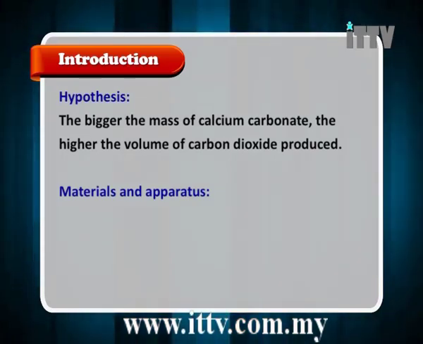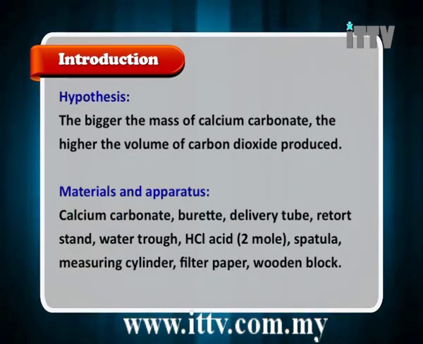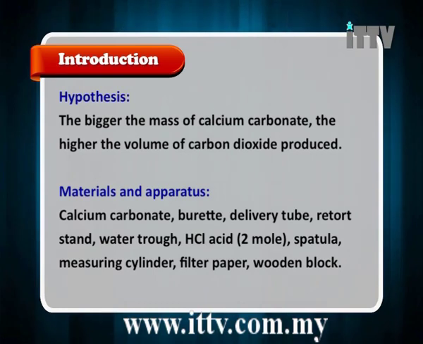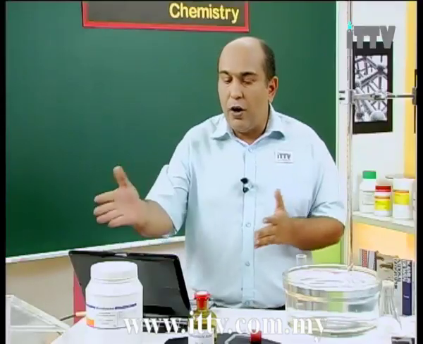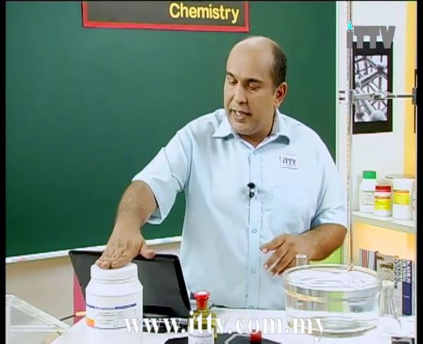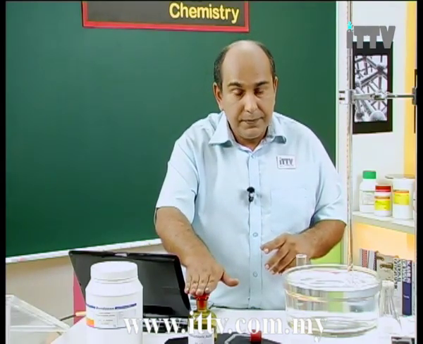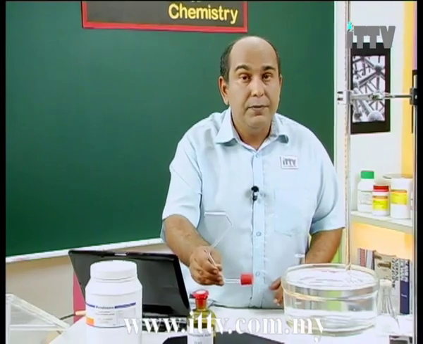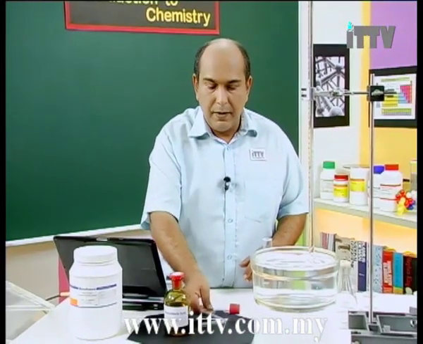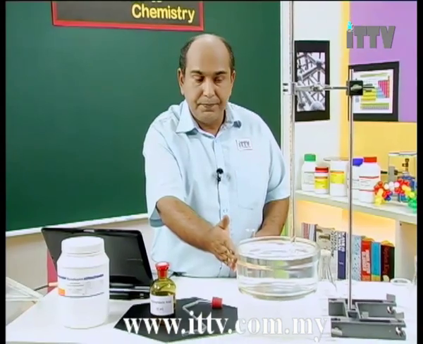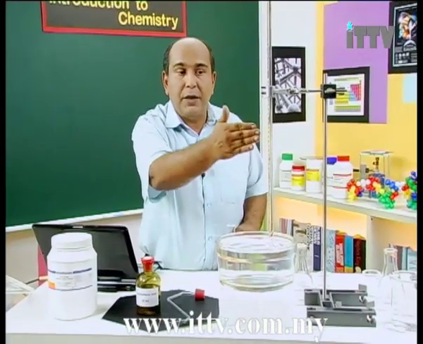Materials and apparatus: calcium carbonate, burette, delivery tube, retort stand, water trough, HCl acid, 2 mole, spatula, measuring cylinder, filter paper, wooden block. So we've got all of this in front of me: the calcium carbonate, the hydrochloric acid, the delivery tube, the water trough, a burette that's already prepared.